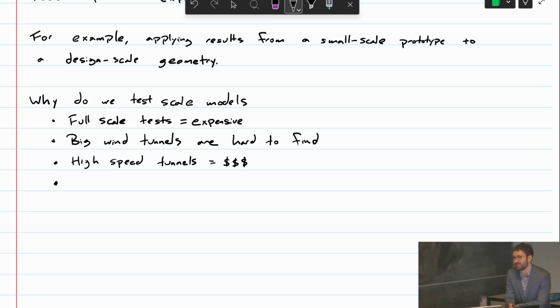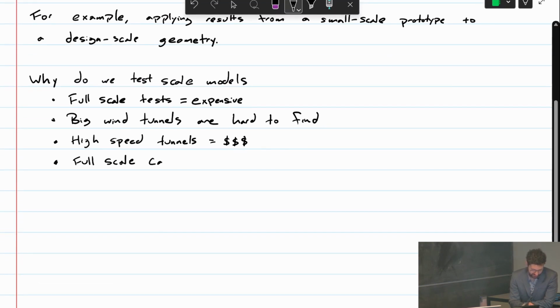Yep. Aaron? Yes. Yeah. I mean, if you're testing something that's explosive, I guess you'd want to do a scale model test. The other thing is you need more structural components to hold back, say, the forces. So full scale can be dangerous.